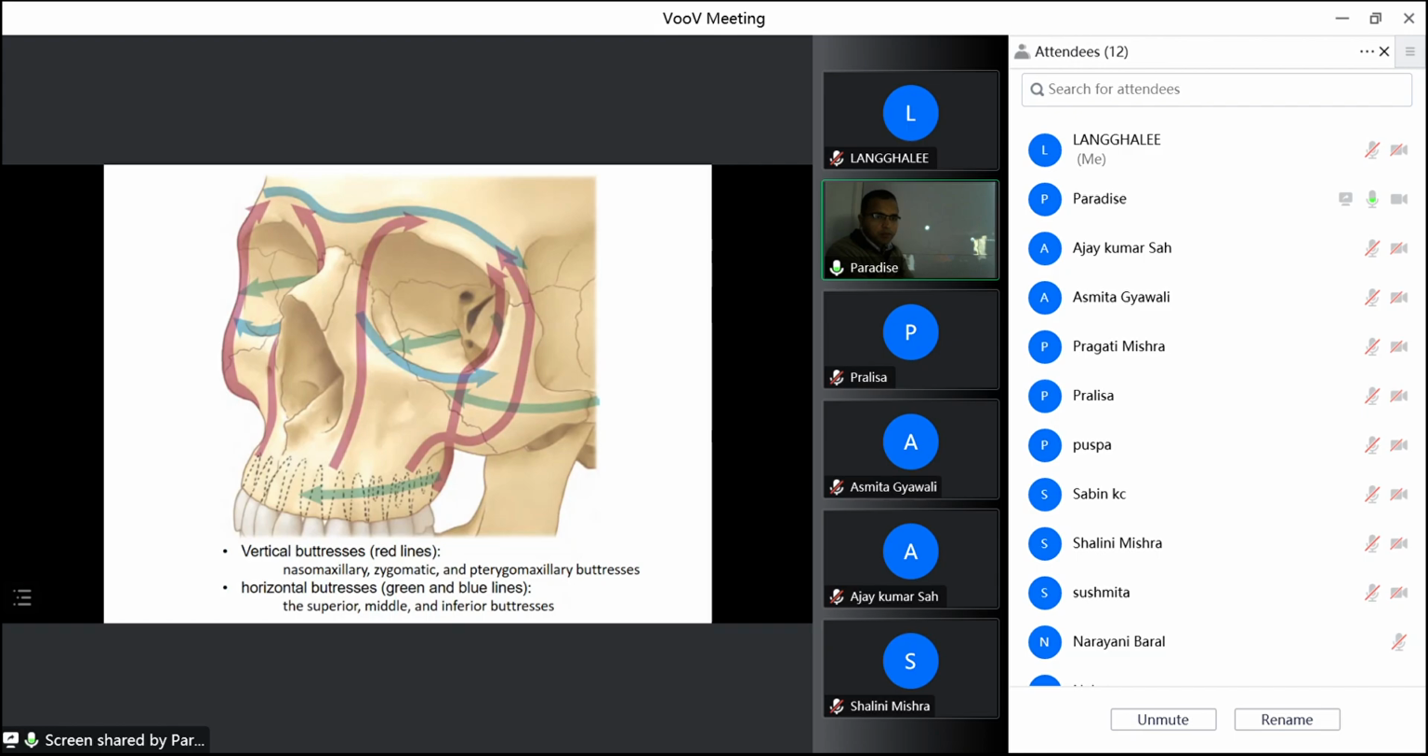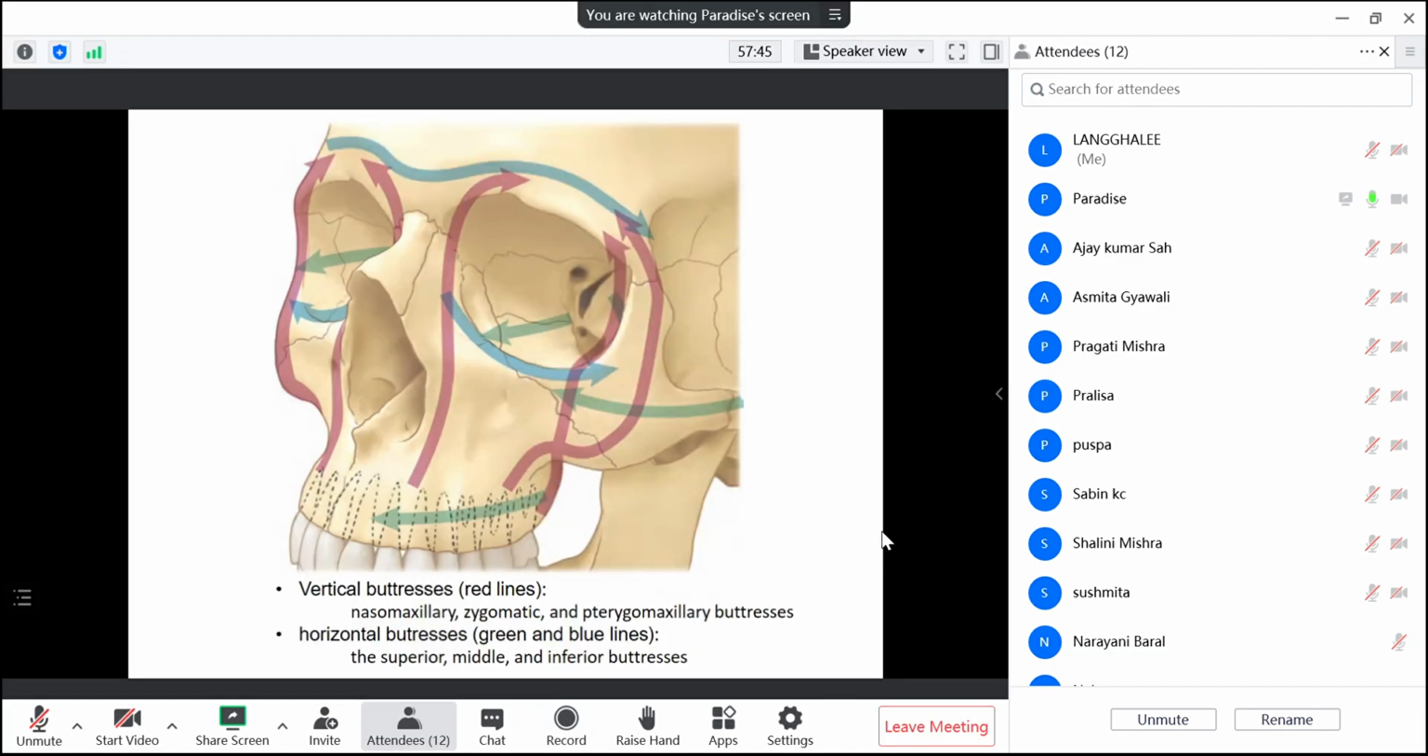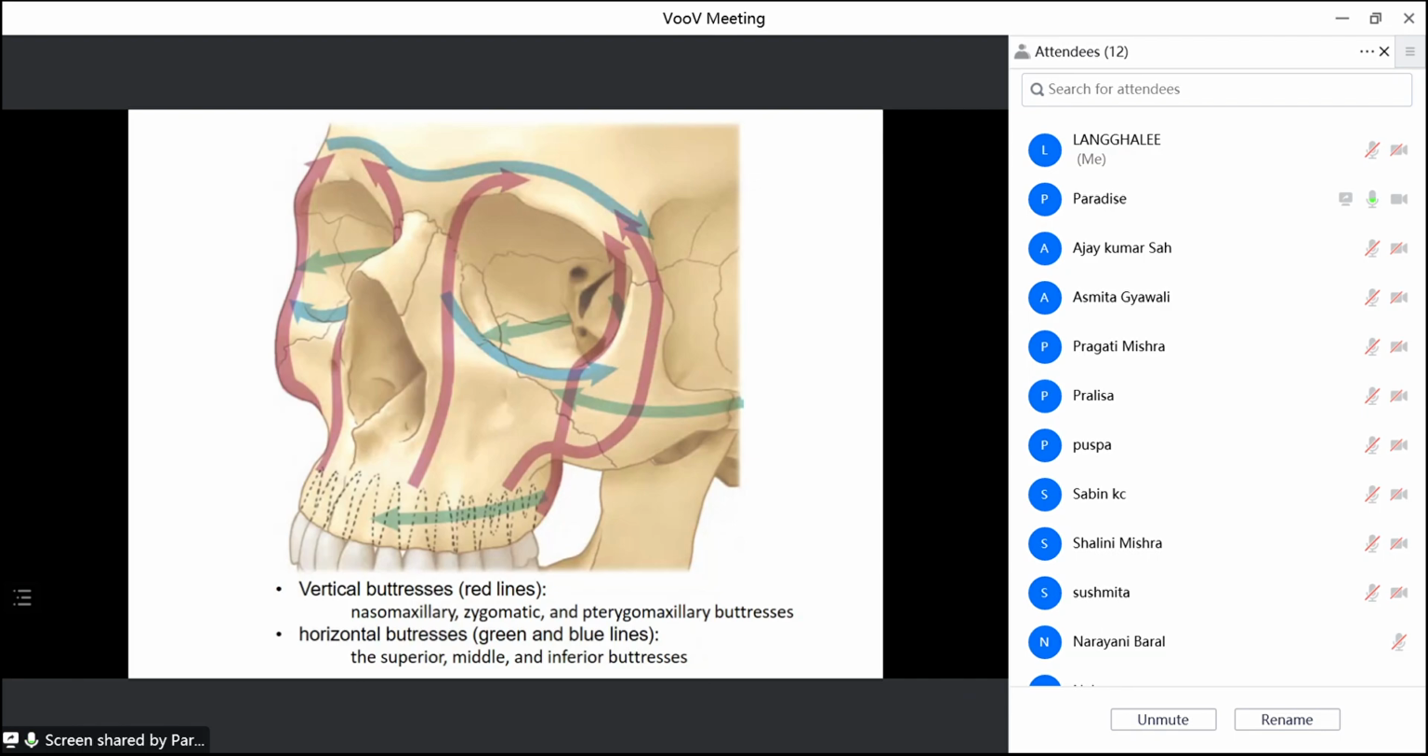So we have to put a plate in the nasomaxillary buttress or zygomaticomaxillary buttress in case of vertical buttresses. In case of horizontal buttresses, as seen in green and blue lines, there are superior buttress, middle buttress, inferior buttress. Superior buttress is present in the supraorbital rim area. The thick bone is present. Then infraorbital rim area and zygomatic arch and horizontal part of hard palate. These structures act as horizontal buttresses.